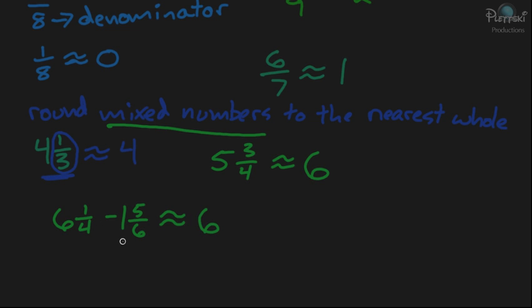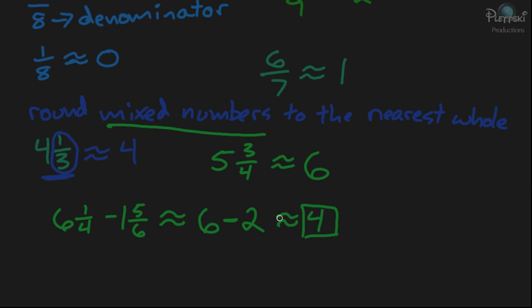And then we're going to subtract 1 5/6. Now 5 is really close to the 6 in this fraction. So we can round that up. So we're going to round the 1 5/6 up to a 2. So we'll get 6 minus 2, which is approximately 4. So 6 1/4 minus 1 5/6, we can estimate that it's about 4. Okay, now that's a difference problem.